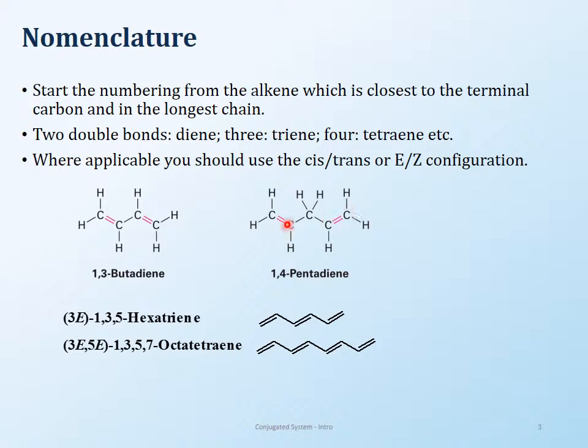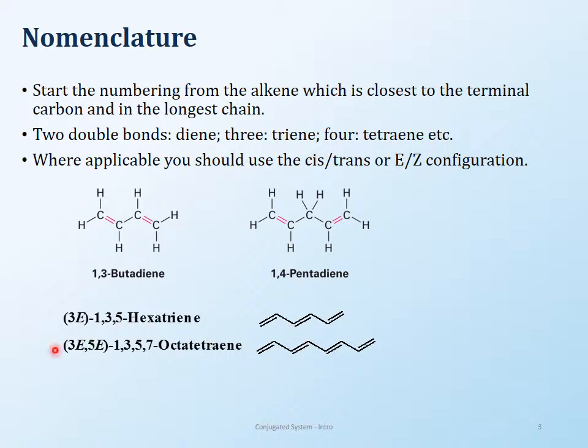You can start from either side. Your numbering will still come out to be the same. So 1, 2, 3, 4. So again, on the first carbon and the fourth carbon, there is a double bond, and so that is pentadiene, and there are a total of 5 carbons. Here's a little bit more with more double bonds, so hexatriene and then octatetraene. These two are conjugated systems.